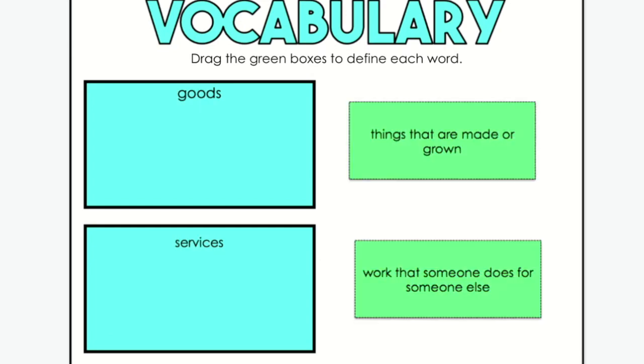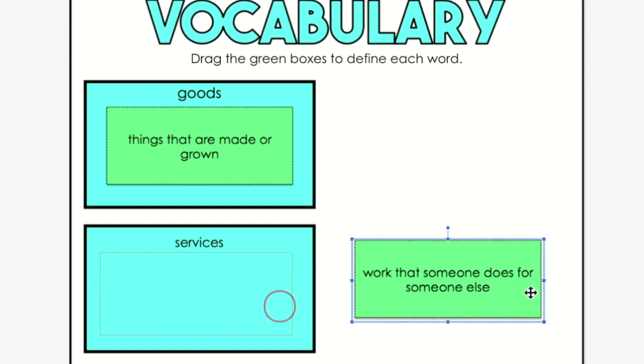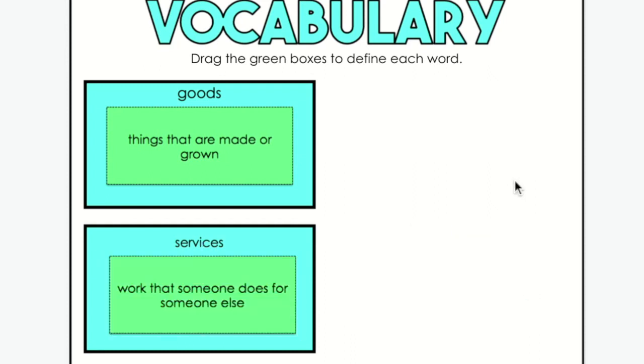Next, we have the vocabulary words goods and services. Goods are things that are made or grown. These are things that you can actually touch and buy. Services is work that someone does for someone else. An example of that might be someone that mows your lawn. They are providing a service to you.